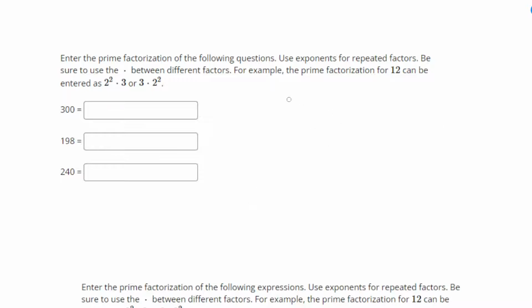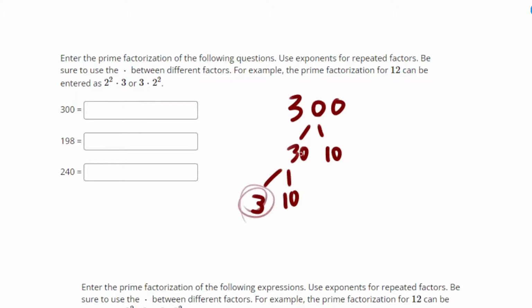So, for instance, here's 300. If you're lost when you're doing these, the easiest thing to do is, if it's an even number, just divide by 2. However, I know that 30 and 10 go into 300, and I'm going to use those because they're large, and it will be easier to deal with. So, we'll do 30 and 10. 10 and 3 go into 30, and then 2 and 5 go into 10, and then another 2 and 5 go here.